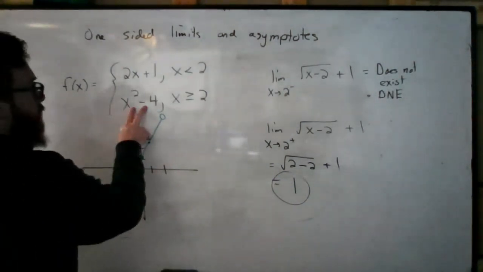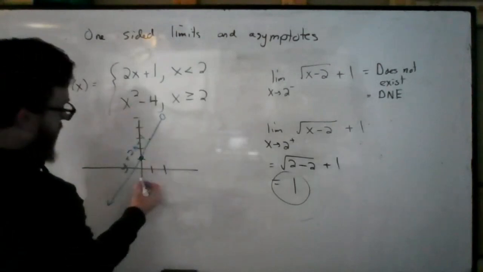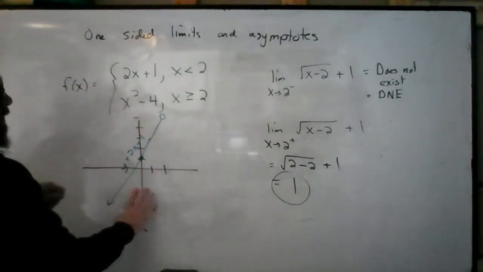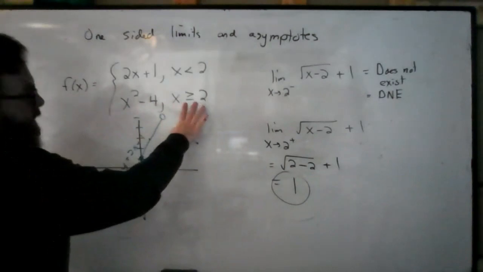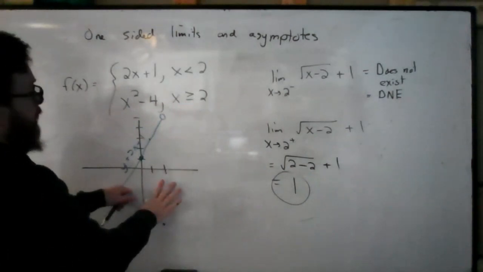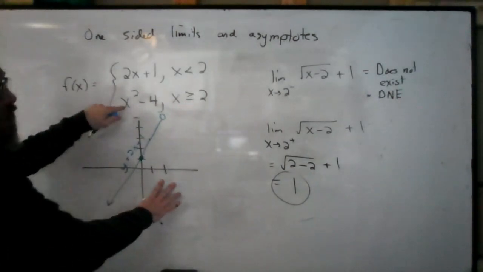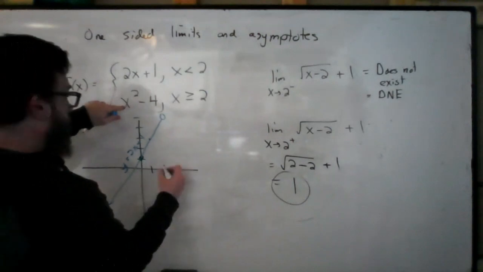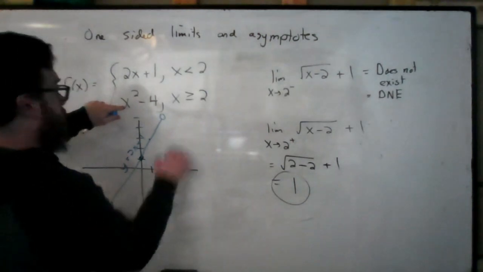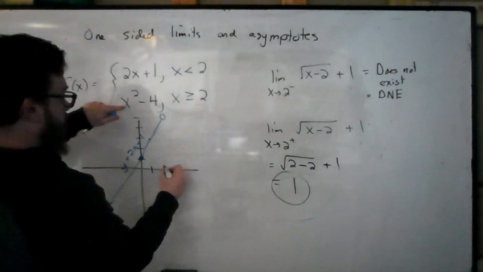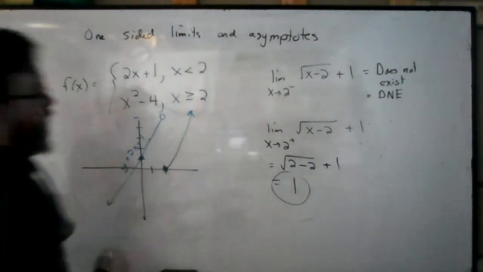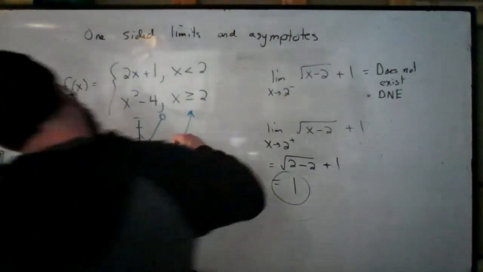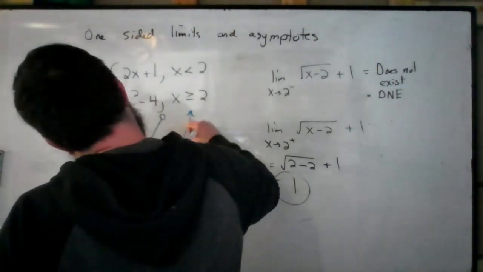And then x squared minus 4. Well, you'd think that it'd have a y-intercept of negative 4, but this function is not defined at 0, so it'd have to start at 2. If you plug in, 2 squared is 4. So you can see that this function is going to be closed here because it's evaluated at 2. And so it's that quadratic. So this part right here is y equals x squared minus 4.